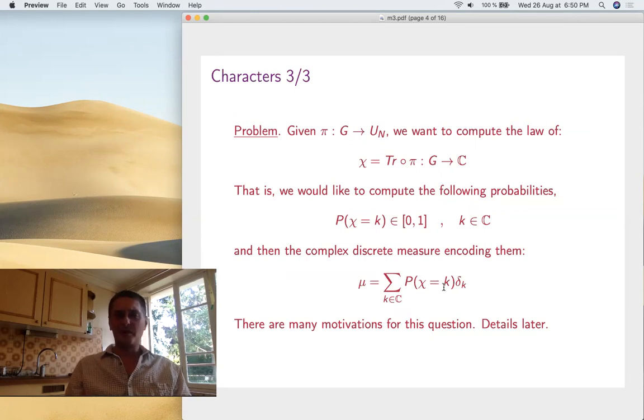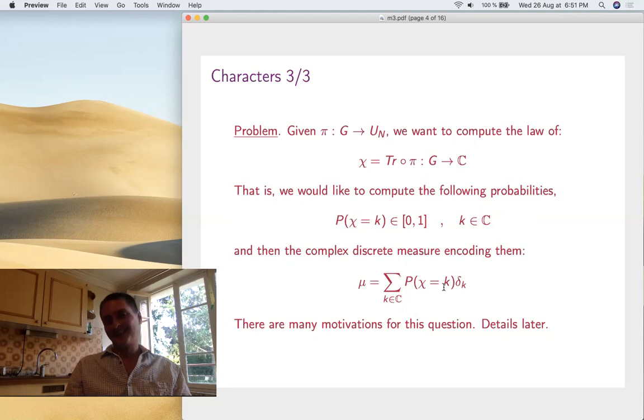So there are many, many motivations for this question. We'll come back to this a bit later in the lectures. It's representation theory. For those who maybe know a bit in advance, but we'll get back to this later in detail, what you want to do is to split the tensor powers of pi, by Peter-Weyl. And so that's why I have to compute the moments of the character. So these are the moments of this measure here.